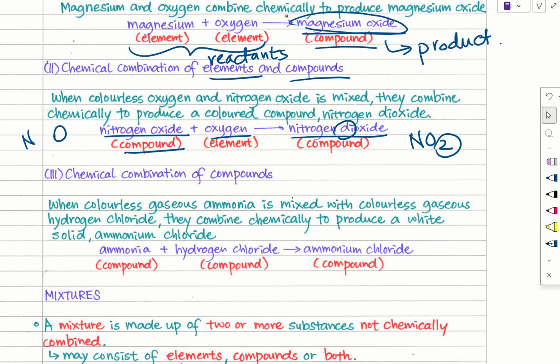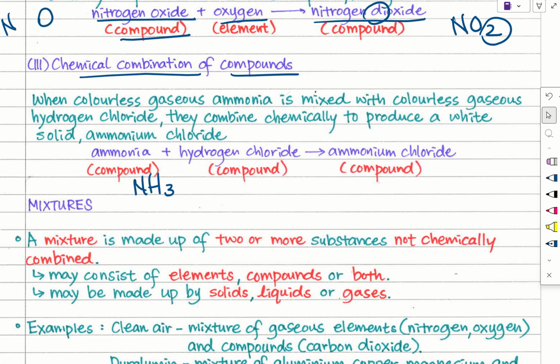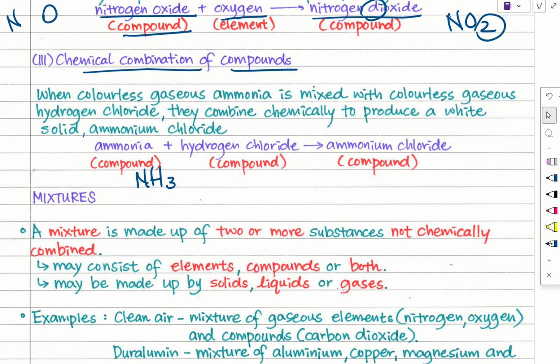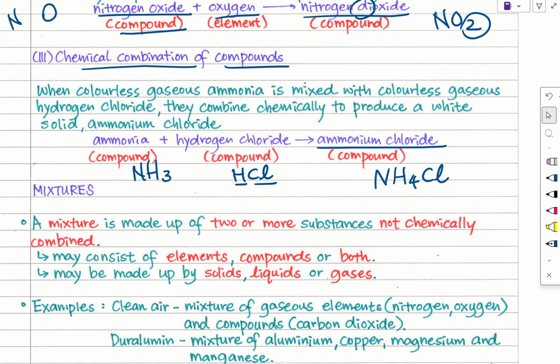Or we can actually have chemical combination of compounds. That means compounds and compounds react. So ammonia is NH3. Sooner or later you'll learn this. NH3 is made out of nitrogen and hydrogen. 1 nitrogen, 3 hydrogen. It can react with hydrogen chloride, which is our HCl, made out of hydrogen and chlorine. So they can actually form ammonium chloride, which is NH4Cl. So we can have compound and compound react together to form a compound.